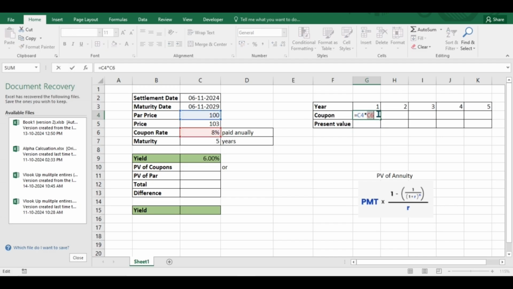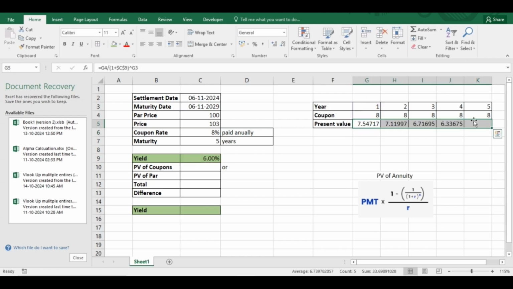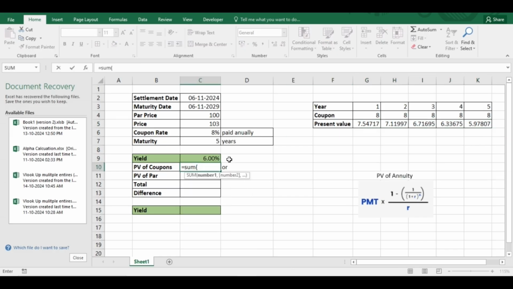Coupon is calculated on the face value of the bond. The coupon will be 8% of 100, that is 8 rupees. The coupons will be paid for the next 5 years, so 8 rupees for the next 5 years. Let's get the present value of these coupons based on the YTM. Divide the coupons by 1 plus YTM to the power of number of years from settlement. Let's total the coupon present values.